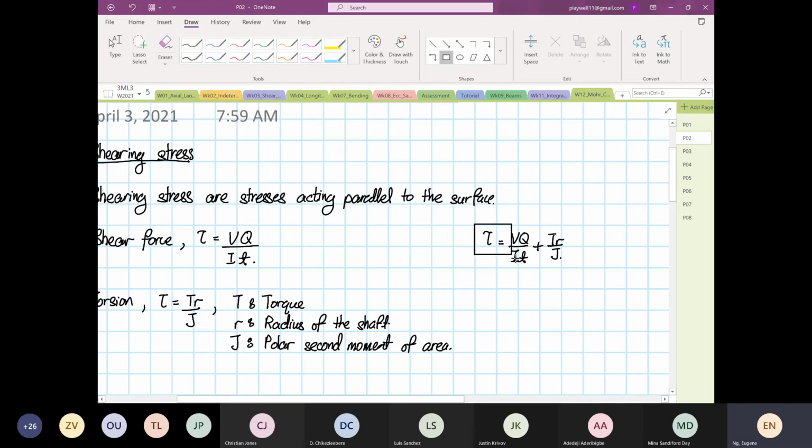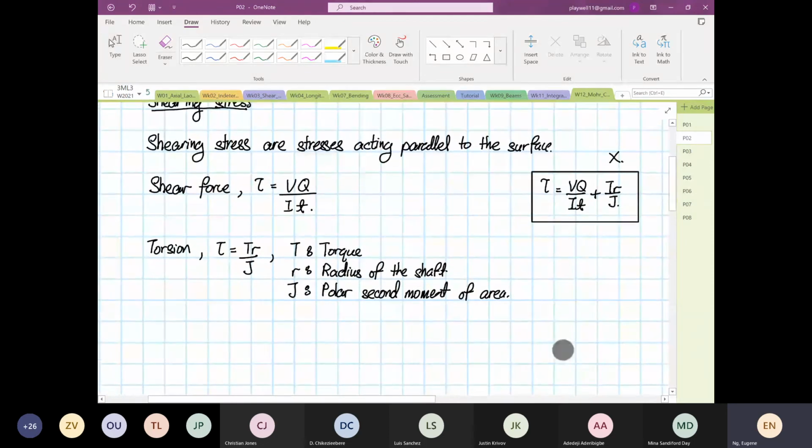Unfortunately for this course, we did not have time to go to torsion. I will not include TR over J at all. We're only going to deal with VQ over IT. So let's look at Mohr's circle now. Let's look at an element and Mohr's circle. How are they linked together?